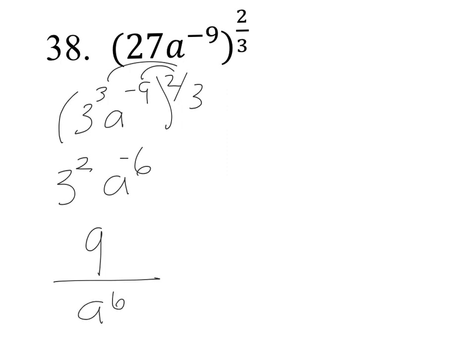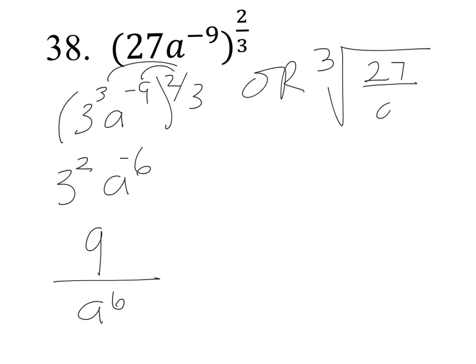Now if you want to rewrite this as a root, you sure can do that. I could rewrite this as the cubic root, and I'm going to make this into a fraction right away: 27 over a to the 9th. Now that whole thing was being squared. Where did the square come from? Again, this squared came from this 2 on top. So this is still squared, and this will give me the cubic root.